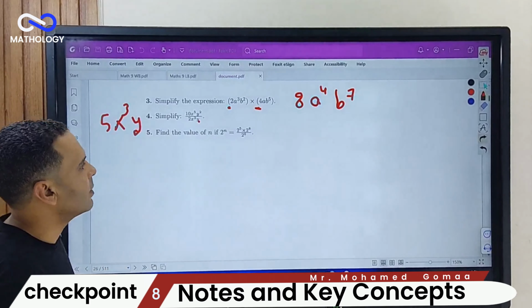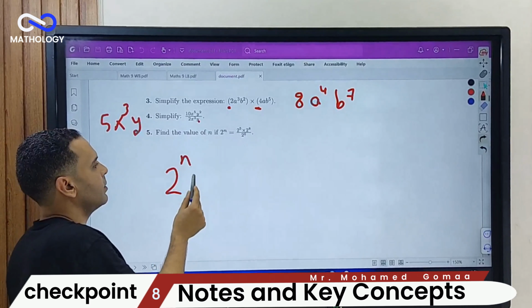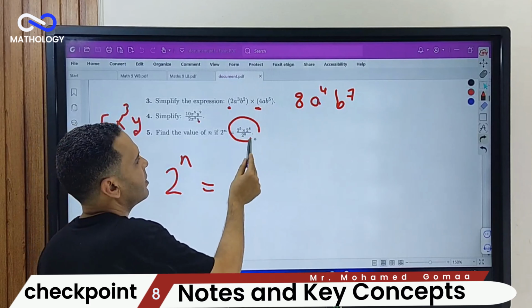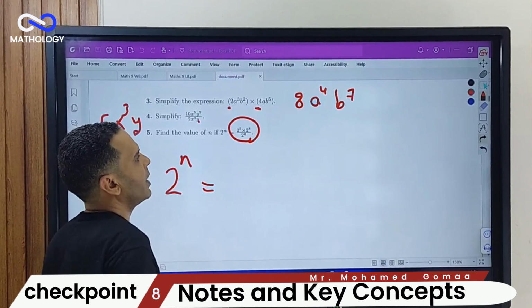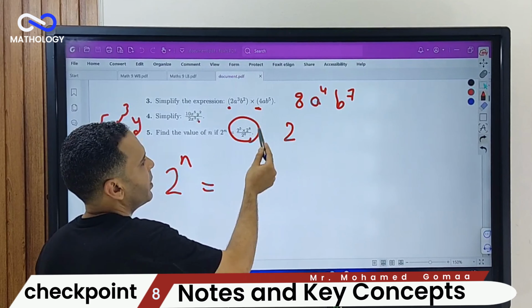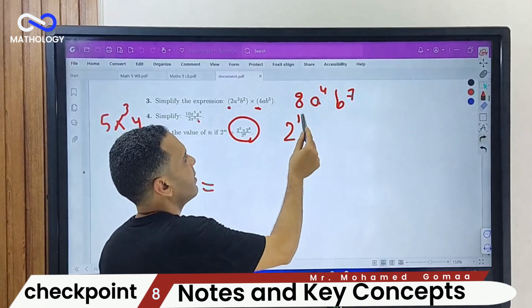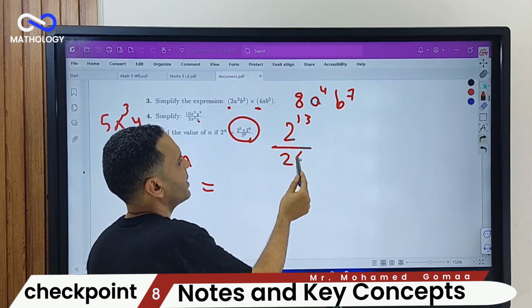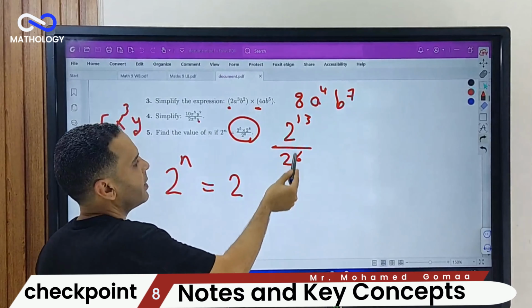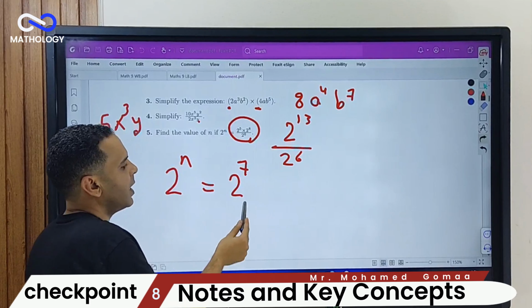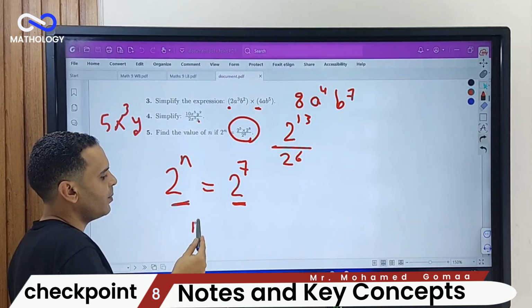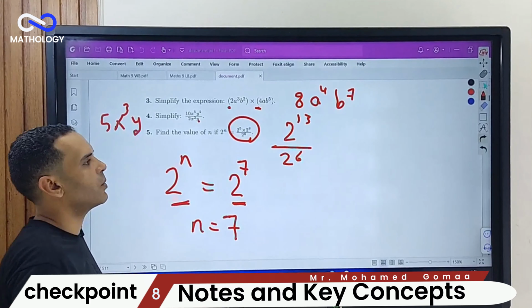Find the value of n. 2 power n, keep the left side and get the result of the right side. On the numerator, we have multiplication, so keep 2 and add the powers. 5 plus 8 equals 13. Divided by 2 power 6, it will be divided. Subtract the powers. Keep 2 and subtract, 13 minus 6 equals 7. We have the same base, here 2 and here 2, so we have the same power. n equals 7, like this one.